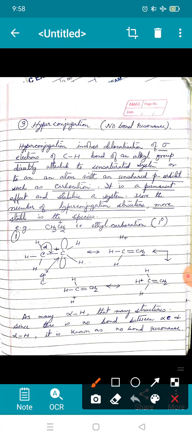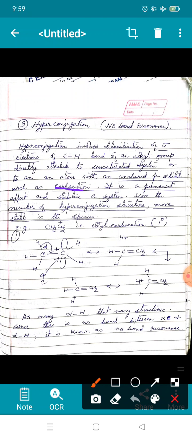So which type of sigma electrons are involved here? It is the CH bond of an alkyl group. Now which alkyl group? The alkyl group which is directly attached to an unsaturated system. By unsaturated system we mean a double or triple bond, usually a double bond, or to an atom with an unshared p orbital. By unshared p orbital we mean the carbon with sp2 hybridization, where one of the p orbitals is free, not involved in bonding.